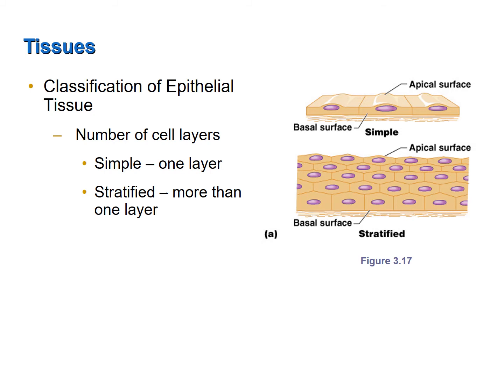Epithelial tissue is classified according to two criteria. One is the number of cell layers. A single layer of epithelial cells is referred to as a simple epithelia. If the tissue contains more than one layer of cells, it is referred to as stratified.